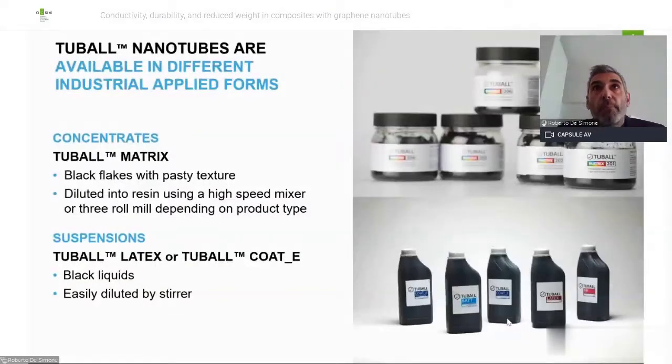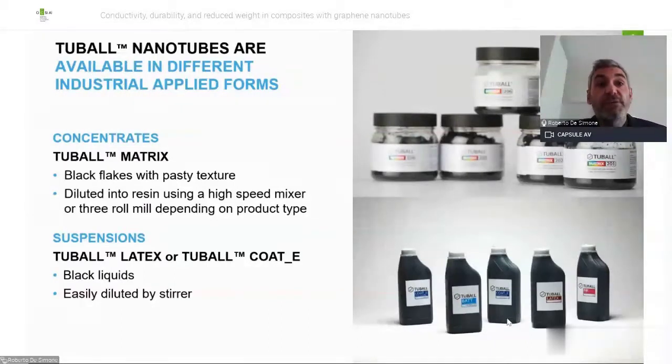Obviously, most companies are a bit concerned about how to use the nanomaterial itself, how to disperse nanomaterial in the host, in the resin or in the host material, generally speaking. And in this case, Oxial R&D developed some specific concentrates based on tubal, which is our brand name for graphene nanotubes, in different carriers, which could be more compatible with the final material where we are going to disperse tubal.